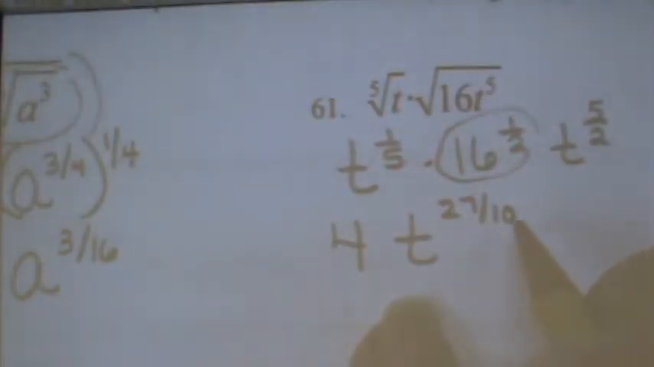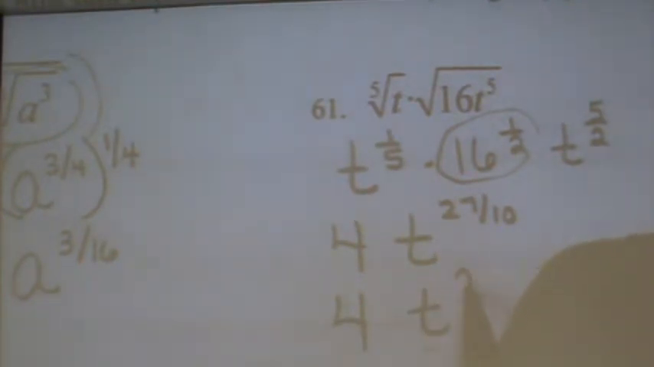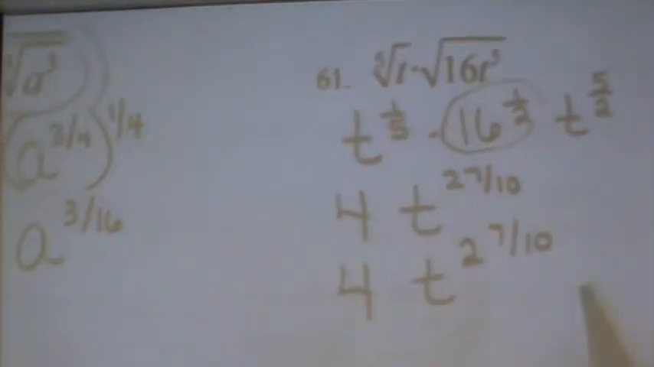So now let's erase this for some room. Now I'm going to convert this answer. 10 goes into 27 how many times? It goes in 2 and 7/10. So if I wanted to convert this back to a radical, it would be 4t squared, and then the 10th root of t to the 7th power. So we have 7 left over, the index is 10, we had 2 that came out, and we had a 4. That would be the best answer.